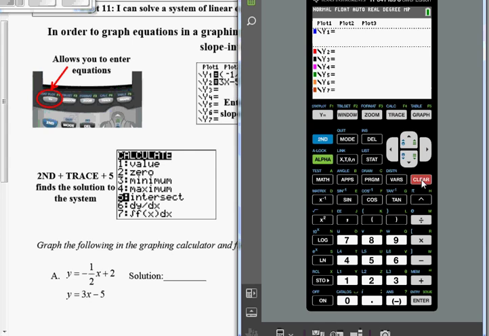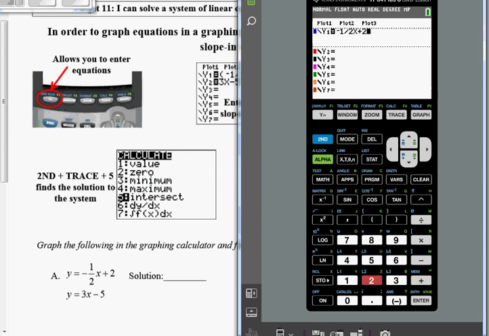Now looking at A, I'm going to type my two equations. So I have -1/2 x plus 2. So I'm going to do negative. The graphing calculator does not have a nice fraction button. So instead of using a fraction button, I'm just going to do 1 divided by 2 to get that -1/2. The X button is found at the top of your calculator, right underneath that mode that we are using to quit out on stuff. So I have -1/2 x plus 2.